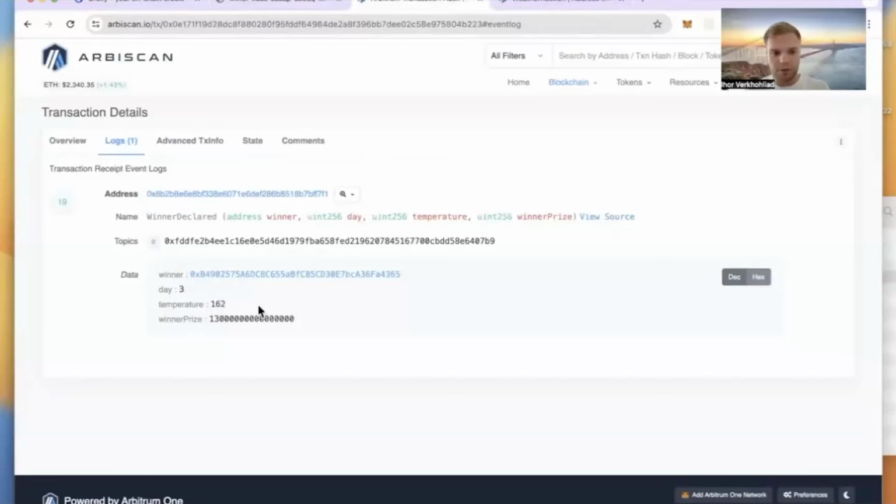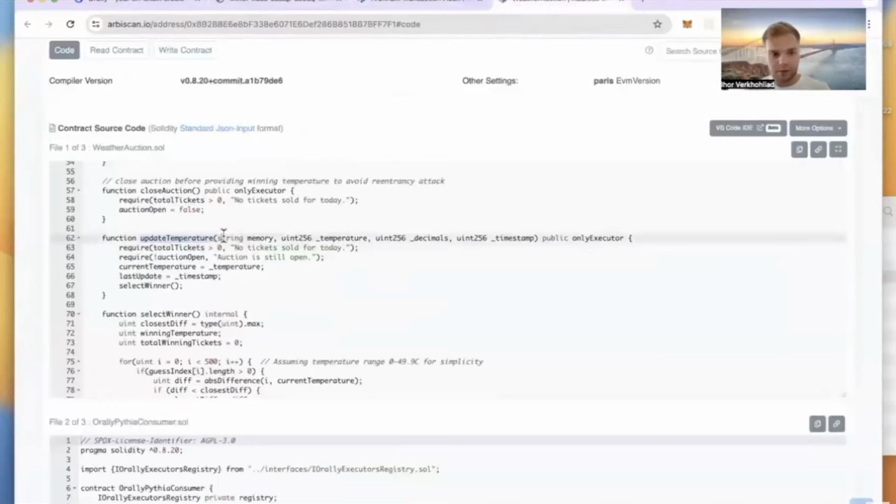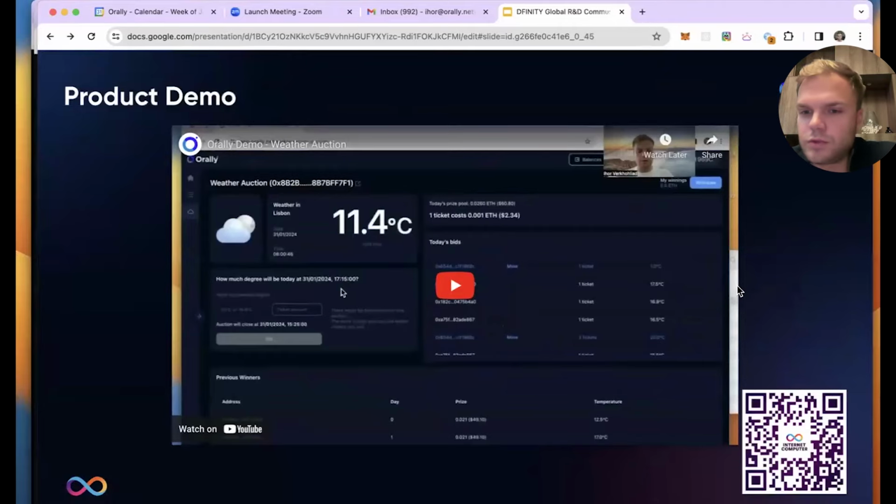Here is a log of a winner declared after the data was provided, for example from yesterday, temperature 162, but with a decimal of 1, so it's 16.2 degrees. In this method it's providing temperature, decimals, and timestamp, and it can already be utilized by the smart contract owner as they want to use it. So that was our demo. Thank you so much.